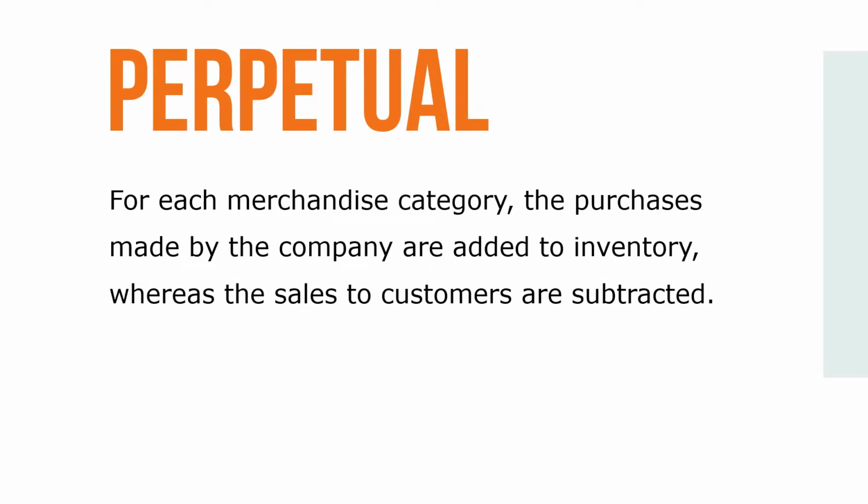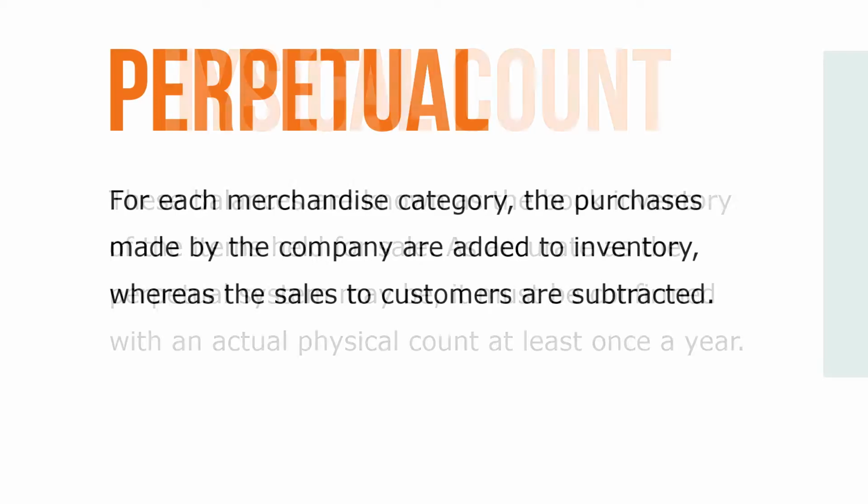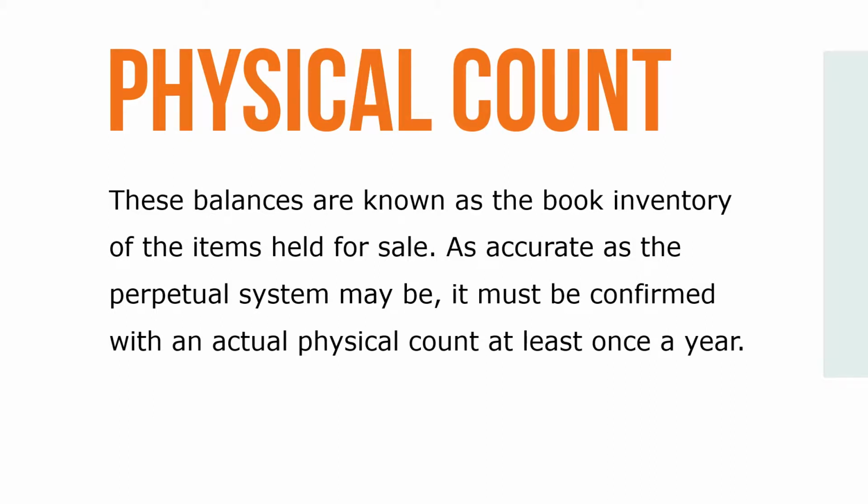Today, most companies use computers to keep track of merchandise inventory on a continuous or perpetual basis. This is known as a perpetual inventory system. For each merchandise category, the purchases made by the company are added to the inventory, whereas the sales to customers are subtracted. These balances are known as the book inventory of the items held for sale. As accurate as the perpetual system may be, it must be confirmed with an actual physical count at least once a year.